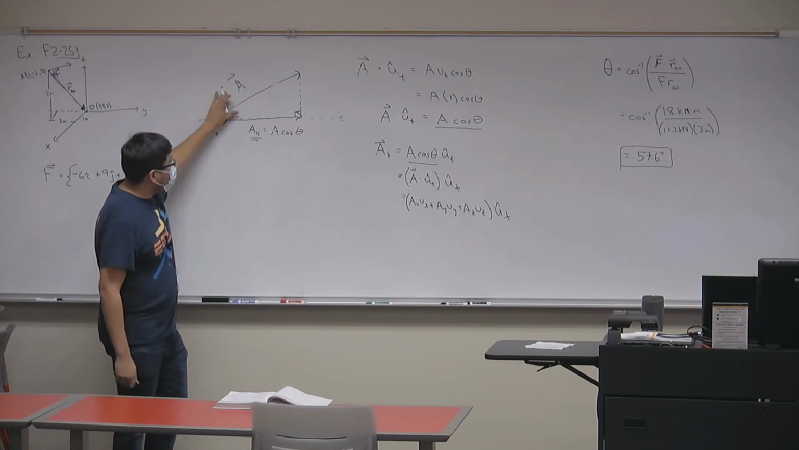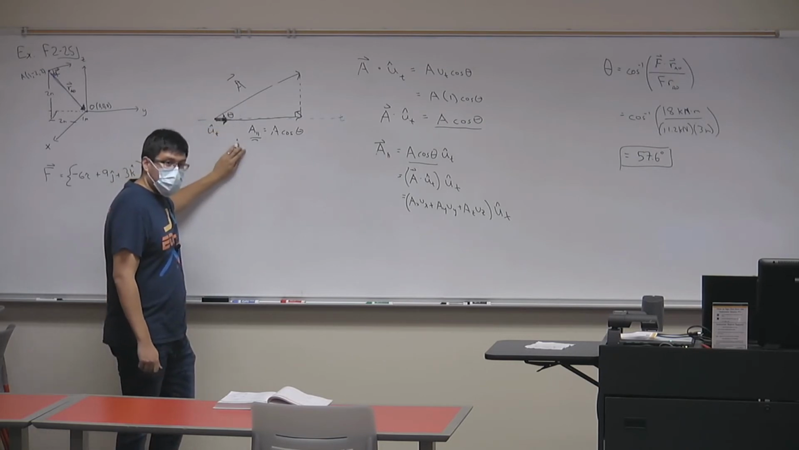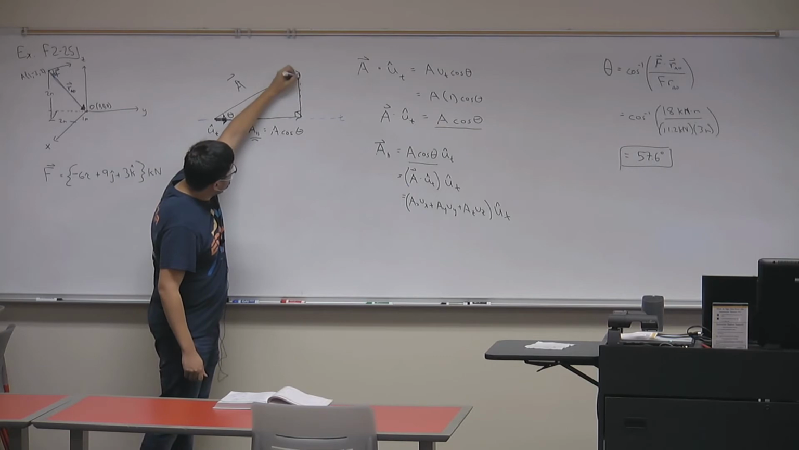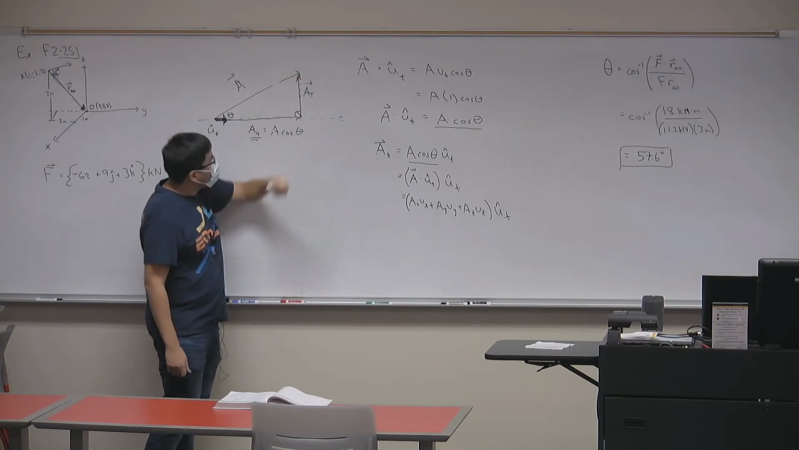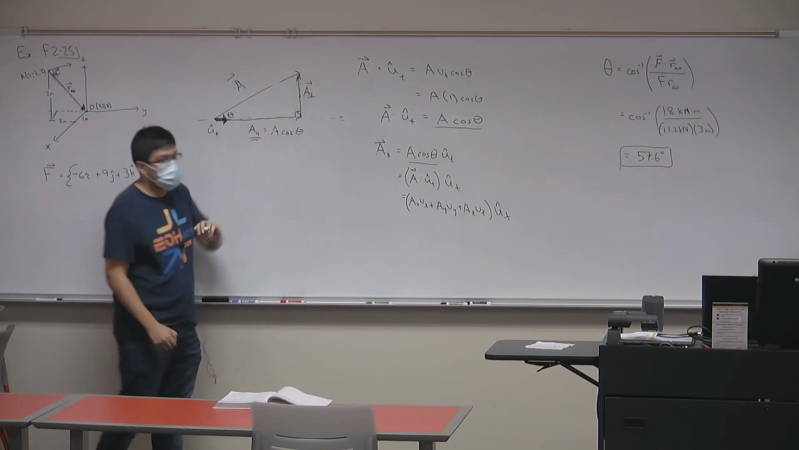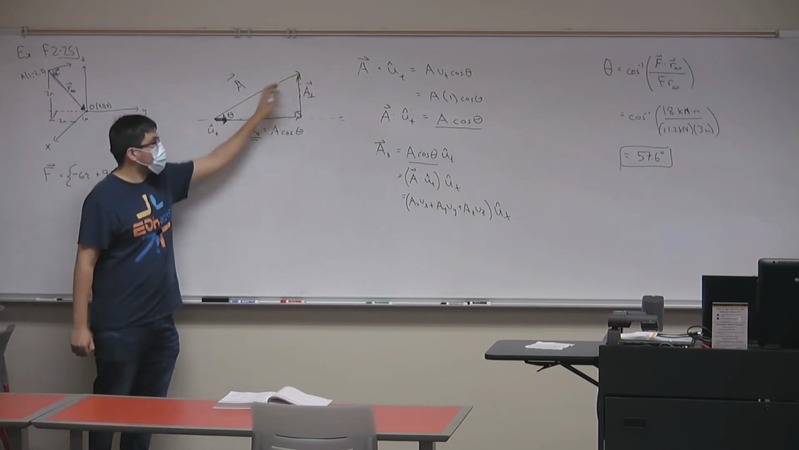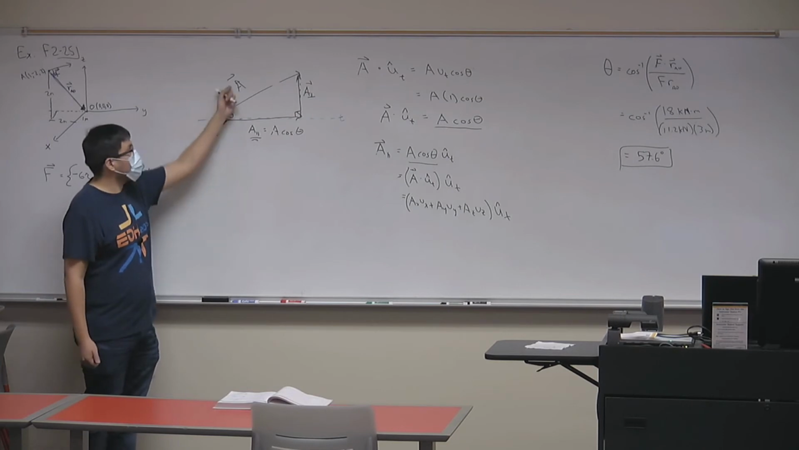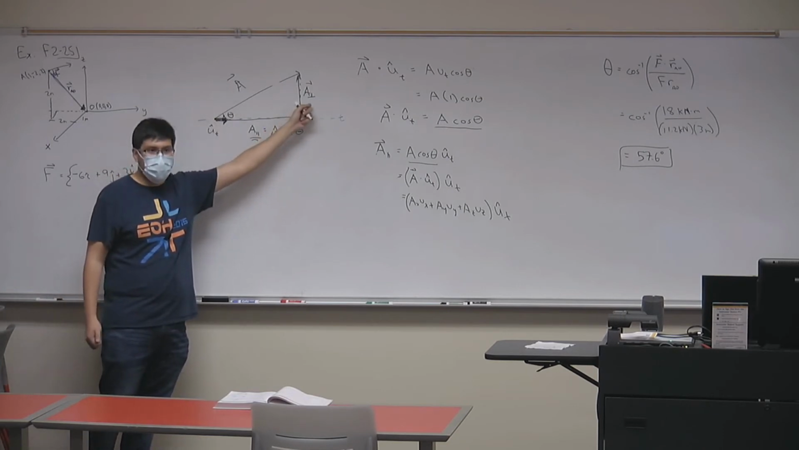And now, here's why I'm using the word parallel. If I know a vector and I know its parallel projection, then I can say that I know its perpendicular projection as well. Because I have what's essentially a right triangle. If you know this magnitude and this magnitude, can you figure out this magnitude? Yeah.